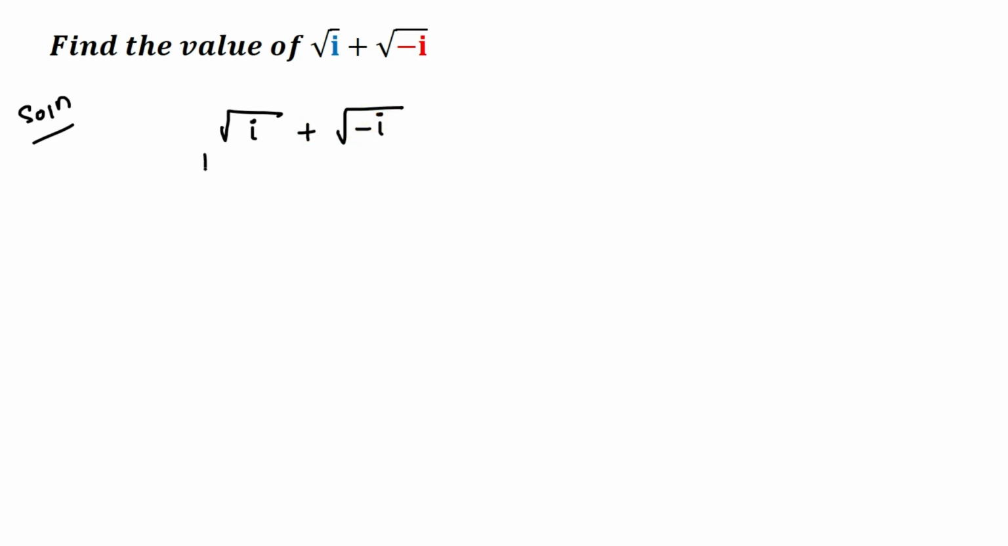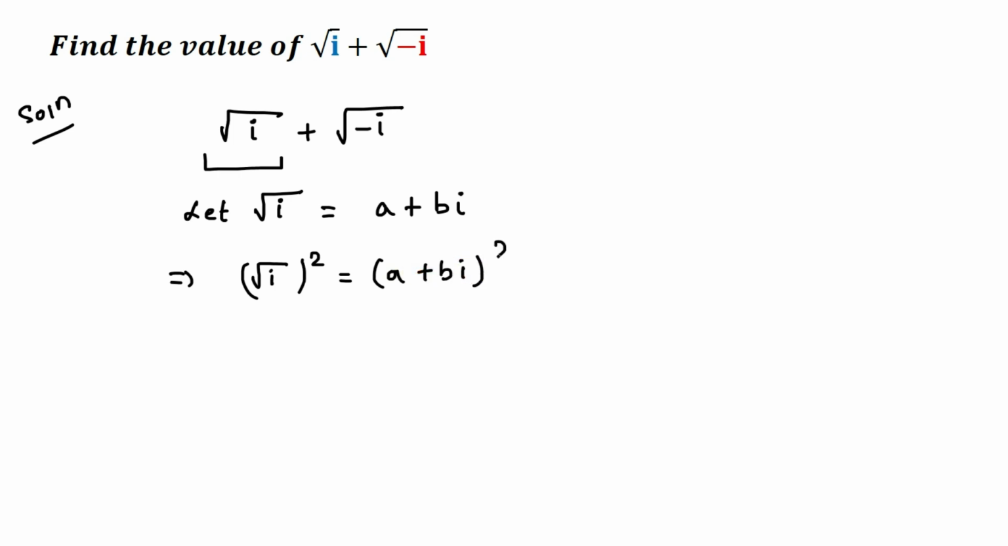Now I'll start with the simplification of root i. Let's assign root i the value a plus bi, where a is the real part and b is the imaginary part. In the next step, I'll square both sides. So root i squared equals (a plus bi) whole squared. Here I'll apply the algebraic rule (a plus b) whole squared equals a square plus b square plus 2ab. So this implies this.